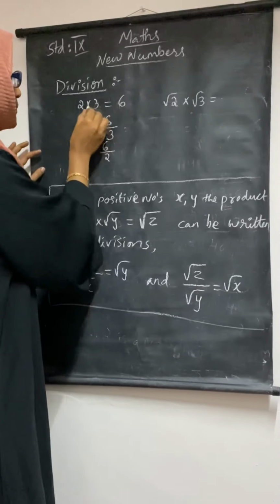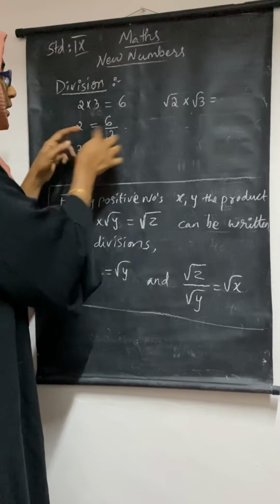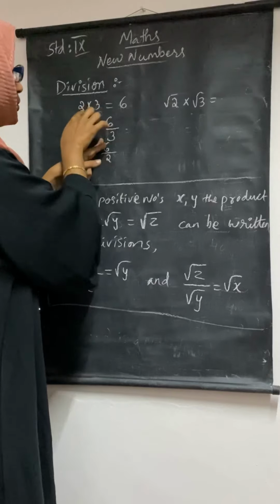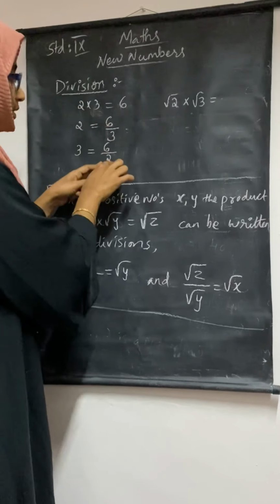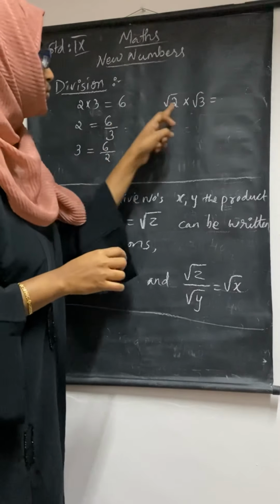In the same way, I am choosing the other number. 3 I am keeping here. So 6 divided by 2. Multiplication by 2 becomes division, 6 by 2. In the same way I am going to show you here.